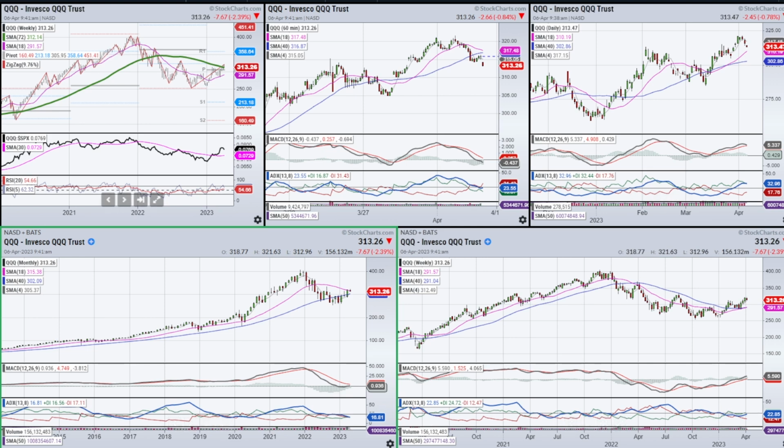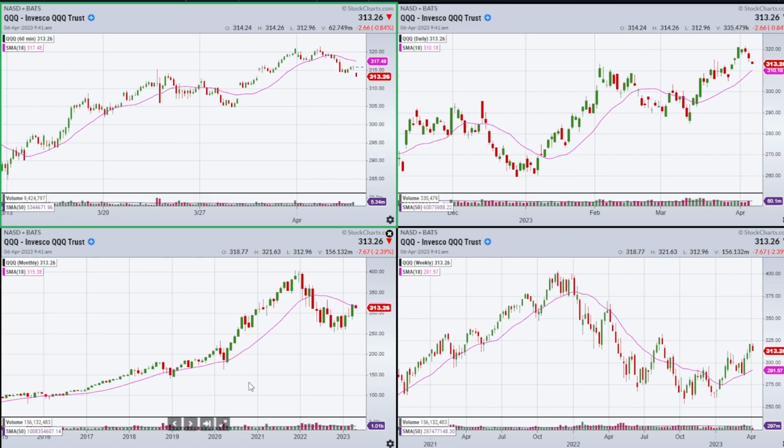Now, I wanted to show you something. This is a different look. This is the same four time frames, but just the 18 MA overlaid. And when we look at it in this fashion, you can see that, yeah, we've got this going up, but we're rallying into this one, which is going down. So I don't want to get too excited at this point.